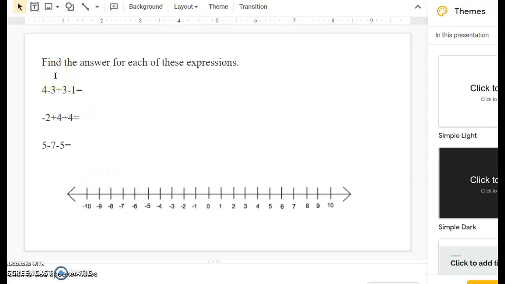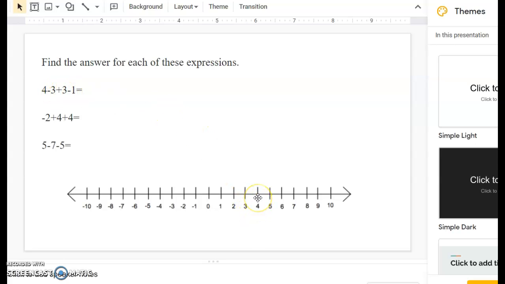For the last slide, it says find the answer for each of these expressions. So you can use the number line to help you. You have to find the final point where the frog jumped. So this says 4 minus 3 plus 3 minus 1.